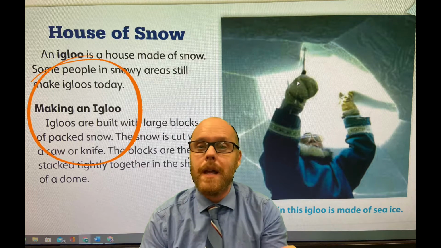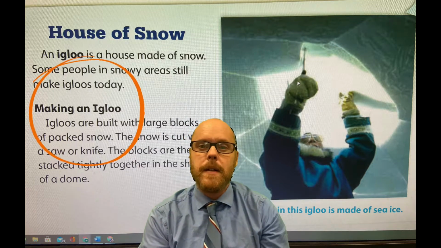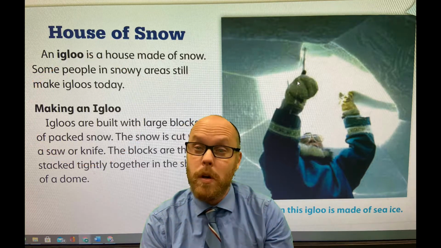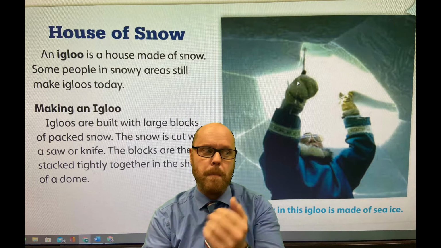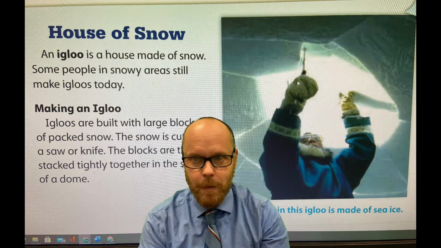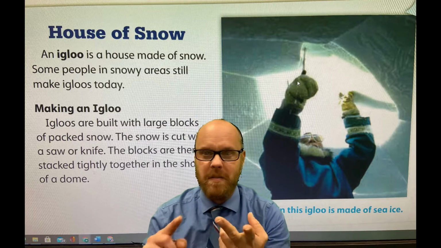And then you see the dark words called making an igloo. Well, that's what we call a subheading. All right, that tells us that in this part of the story or in this paragraph, we're going to be learning about making an igloo. All right, so far we've got bold words and we've got subheading.